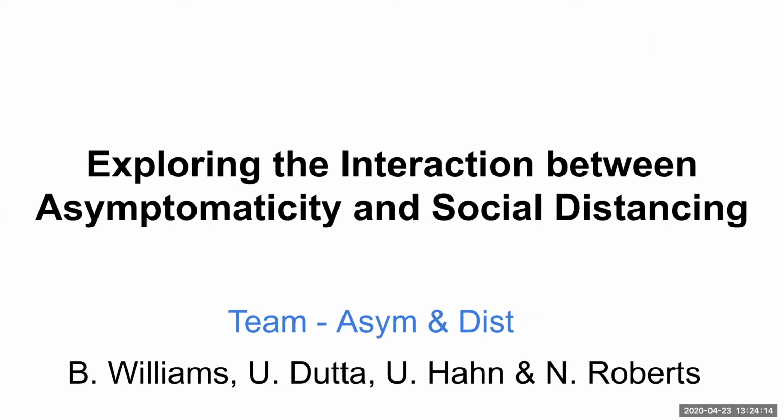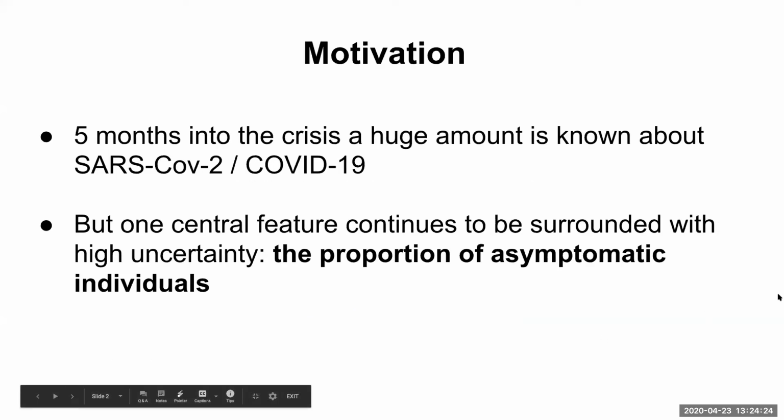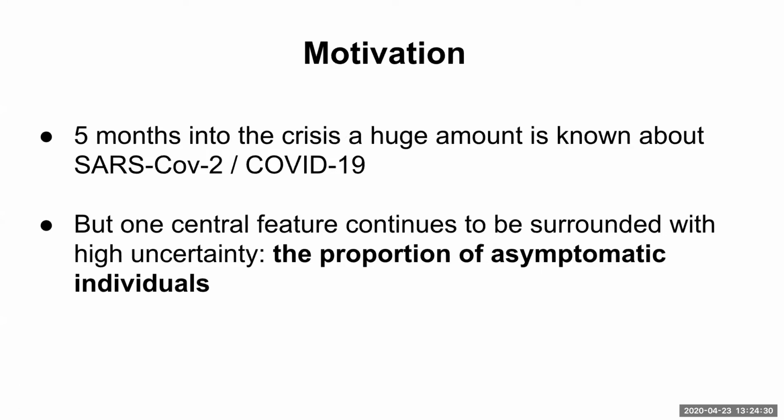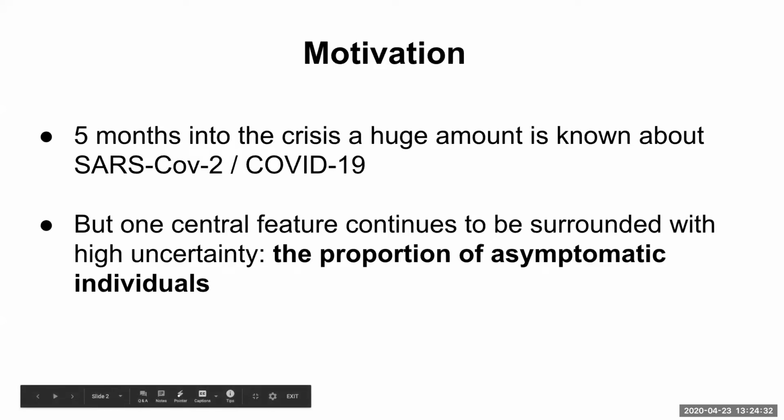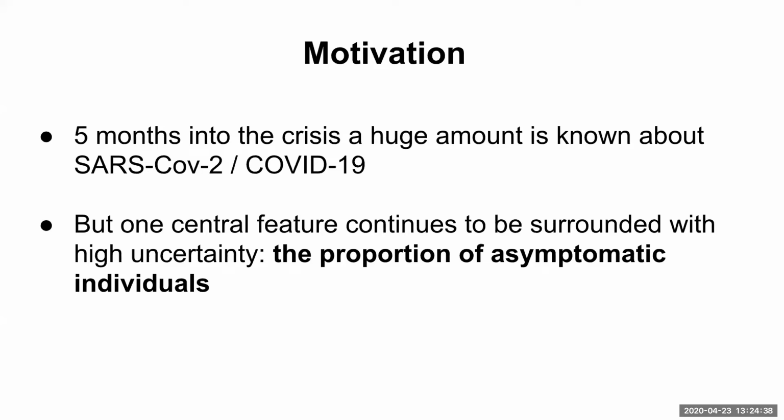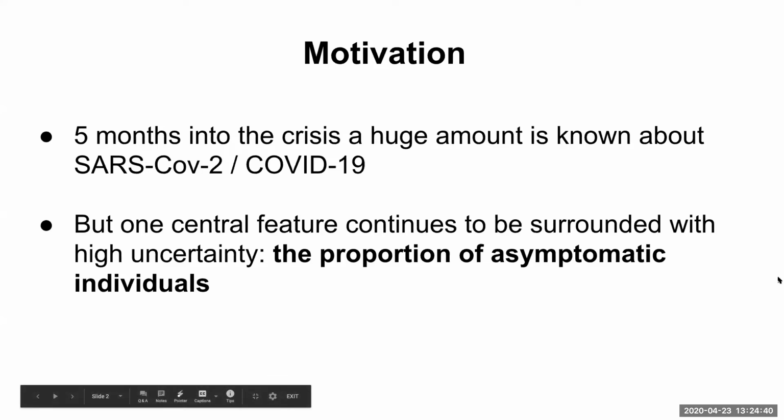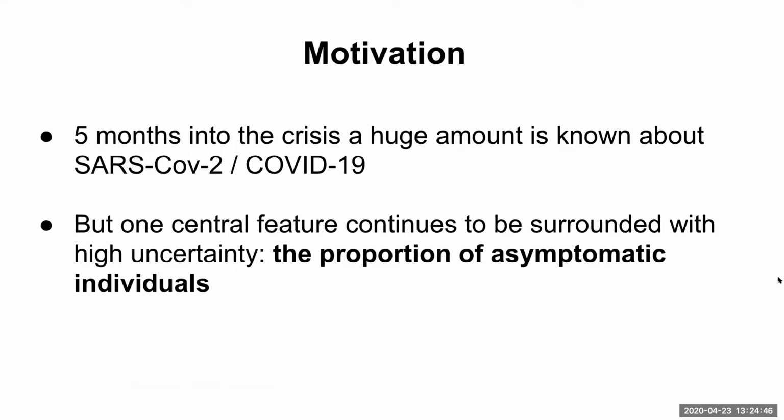Hi, I'm Upasana, and we are team Asym and Dist, and we are exploring the interaction between asymptomaticity and social distancing. Now that we are about 5 months into this crisis, there is a lot of information about COVID-19, but one of the central features that still has very high uncertainty is the proportion of asymptomatic individuals. The difference between asymptomatic and symptomatic individuals is that even though both are infected, asymptomatic individuals do not show any signs or symptoms of the disease, whereas symptomatic individuals do.